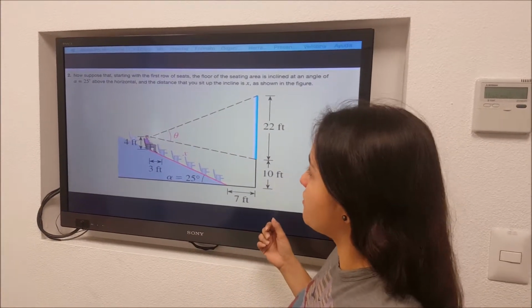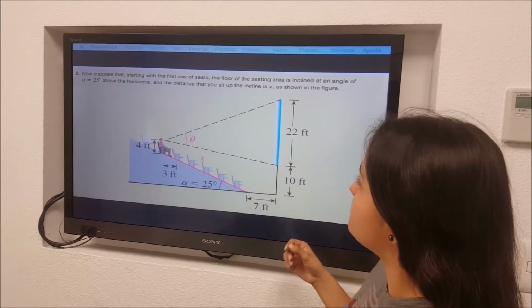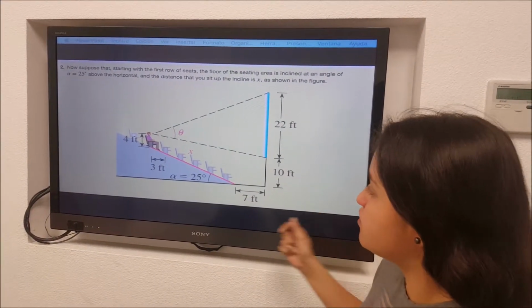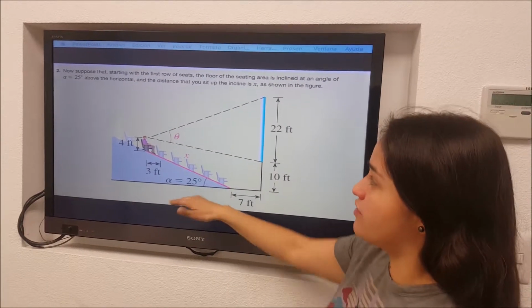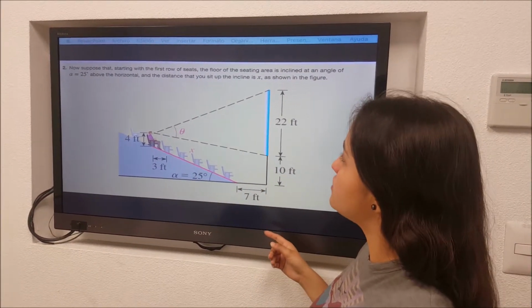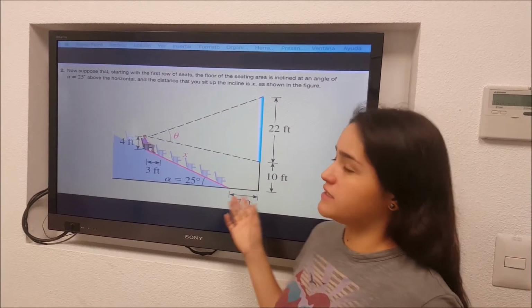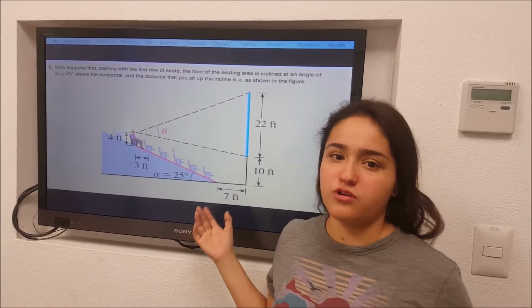Now suppose that starting with the first row of seats, the floor of the seating area is inclined at an angle of alpha equals 25 degrees above the horizontal, and the distance that you see of the incline is x, as shown in the figure. So this is our diagram, and now we're going to solve it.